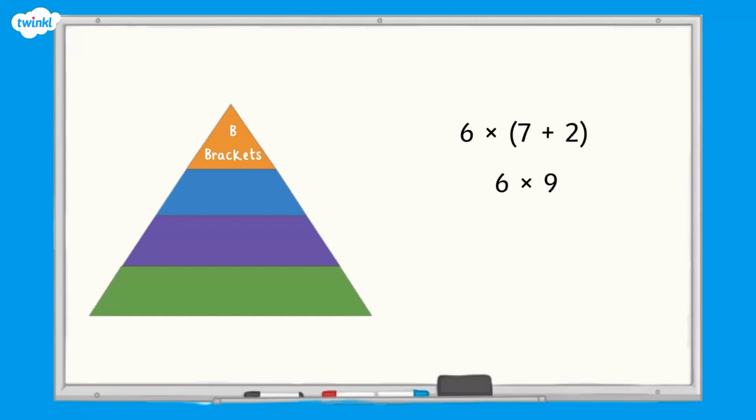Now we work through the calculation from left to right as usual. 6 multiplied by 9 equals 54. So the answer to our calculation is 54.